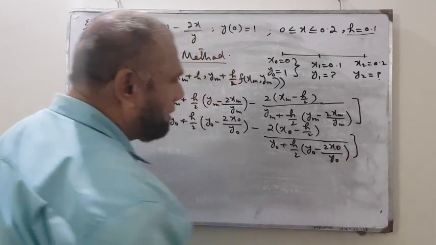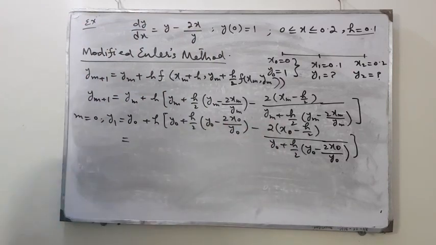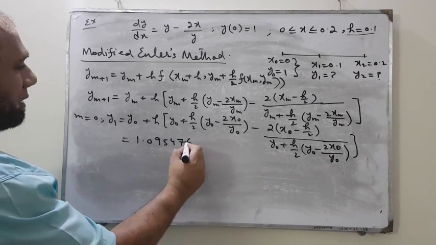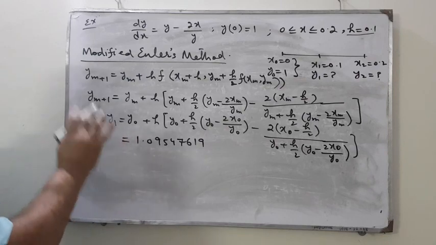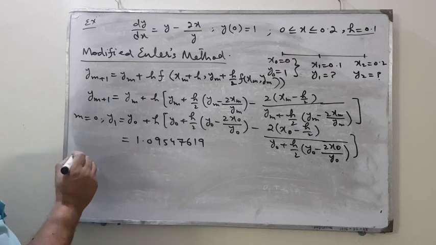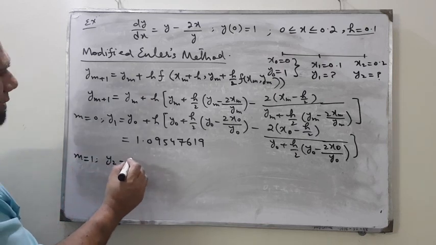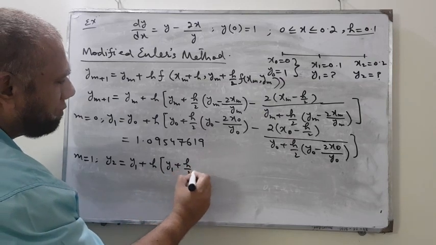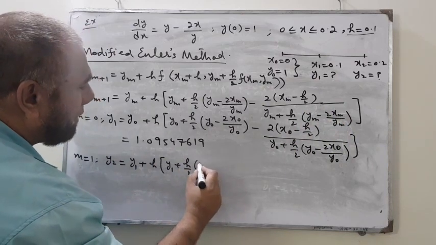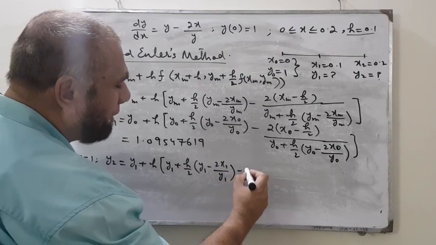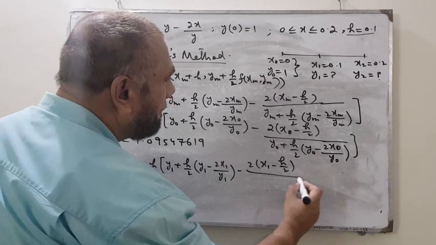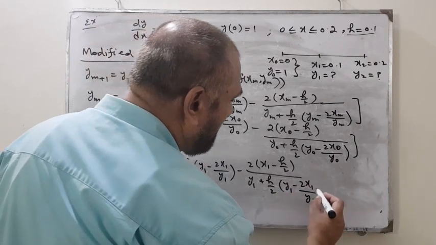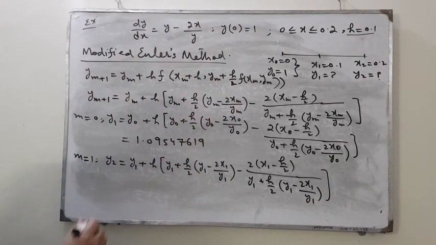We are given the values of x0 and y0 as well as of h. So put these values in this part of the equation, and simplifying will give you a result of the form 1.09547619. So this is the first requirement which we got by using the modified Euler's method. Similarly, by putting m equals to 1, the second recursive relation takes the form y1 plus h times y1, h/2, everywhere I am replacing m by 1. So this is the second recursive formula after putting m equals to 1.